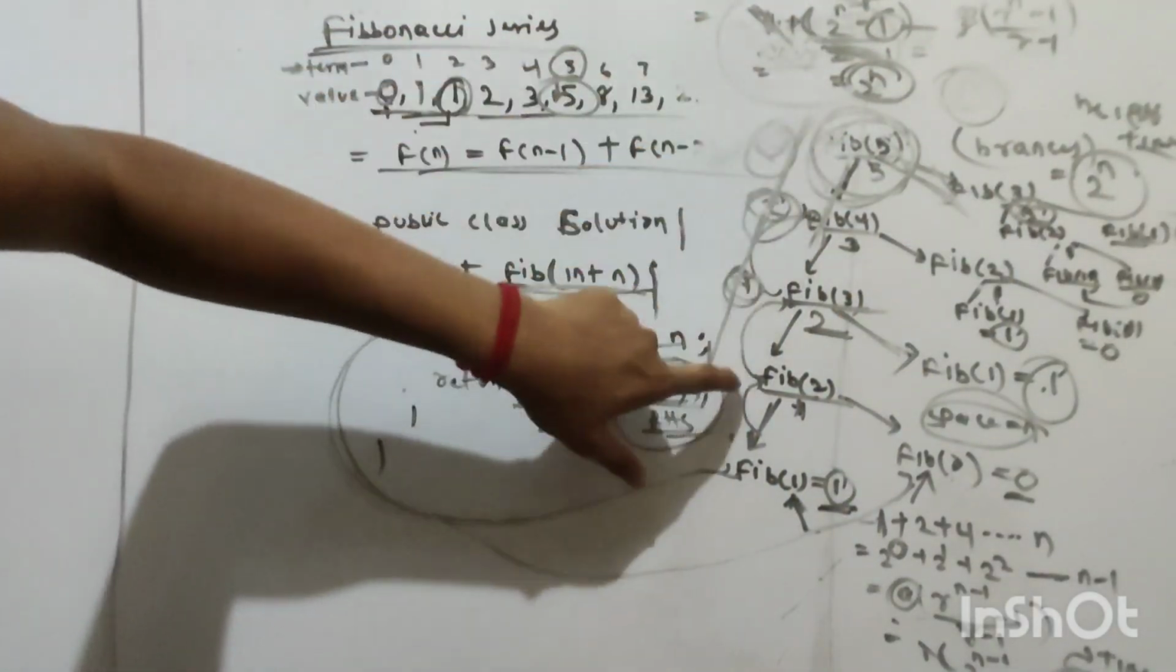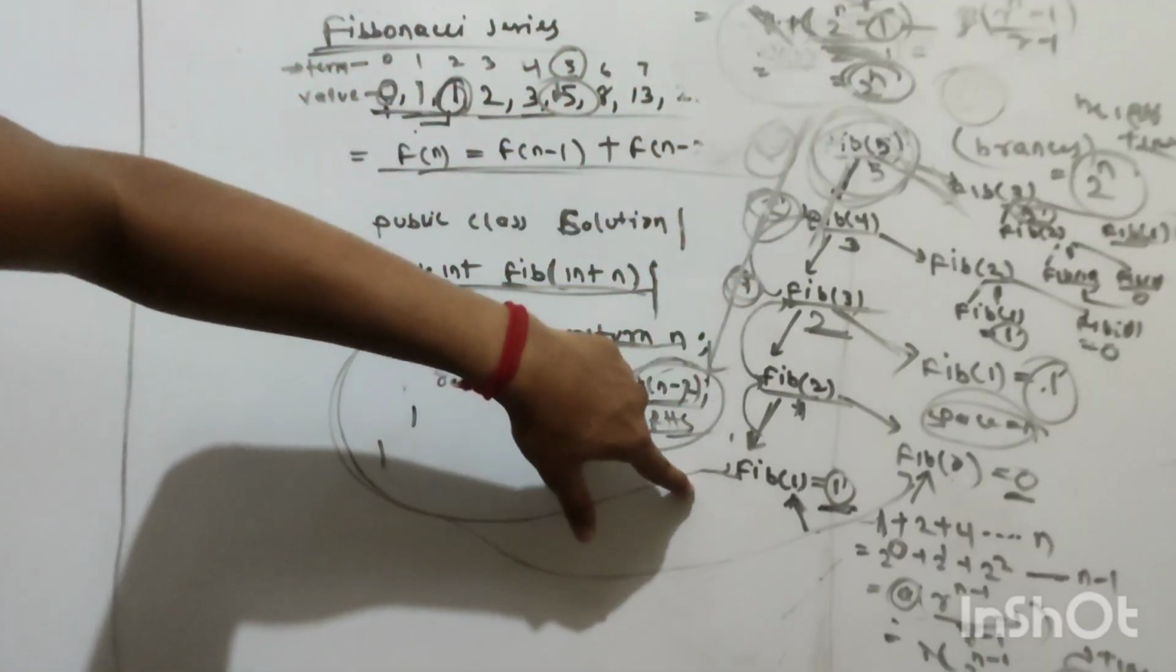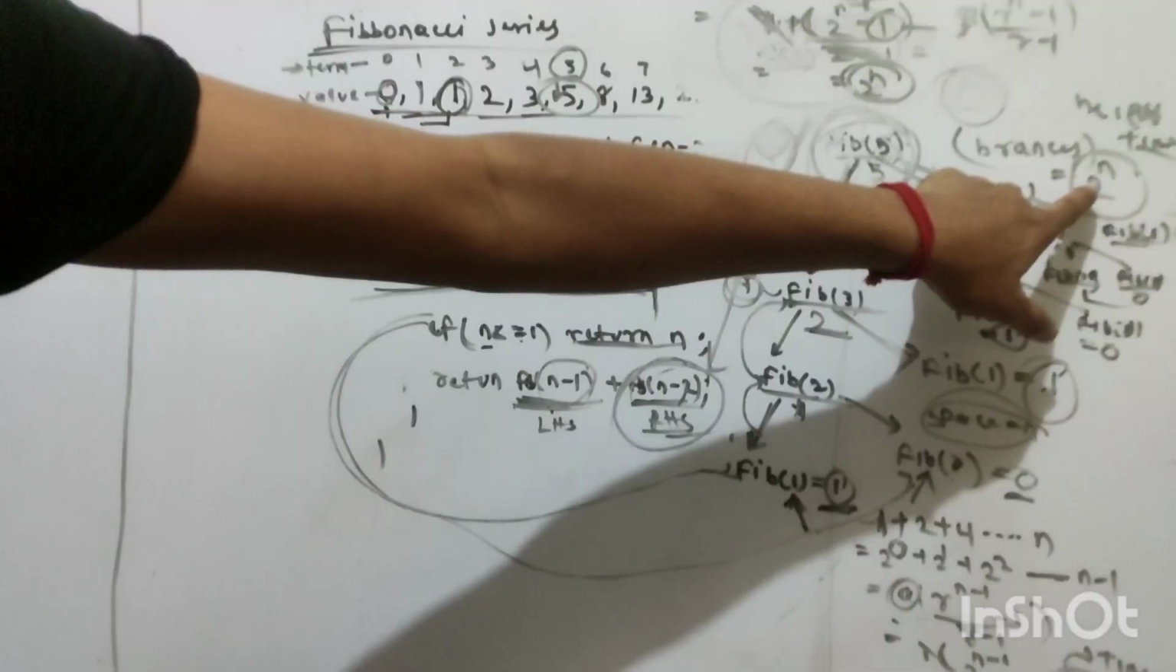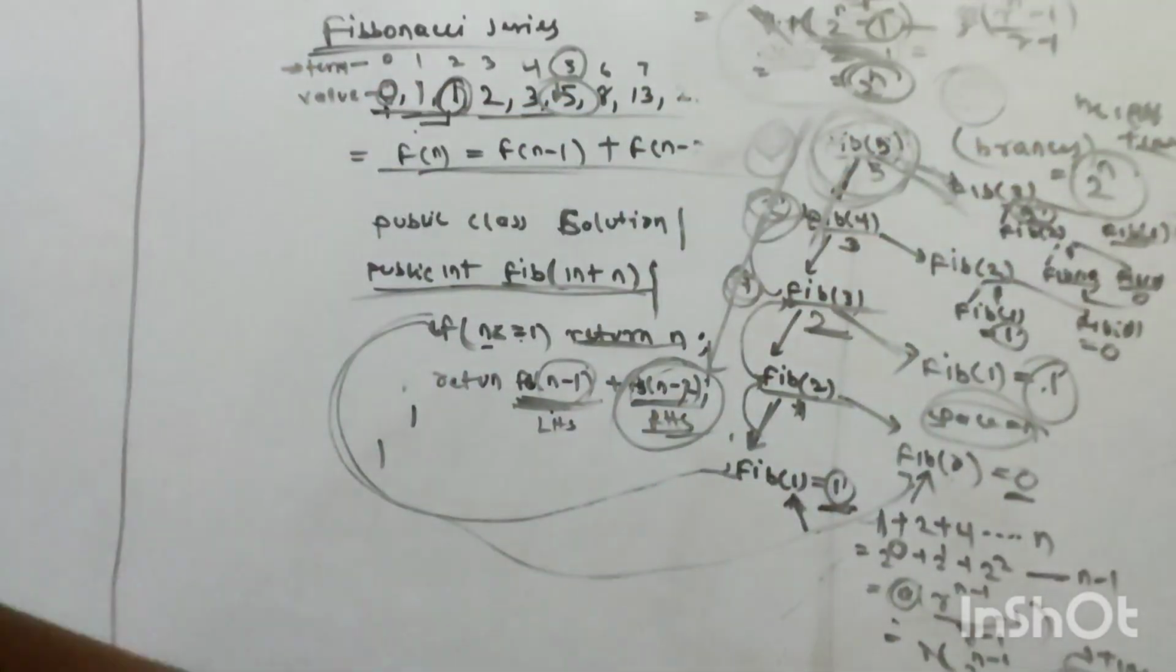Space complexity is the height of the tree. The height of the tree, 1, 2, 4 up to n. There is a general formula for the time complexity: branches to the power height. Branches is equal to 2, 2 branches will be there. Height is equal to n. So 2 to the power n. Space complexity is equal to n.